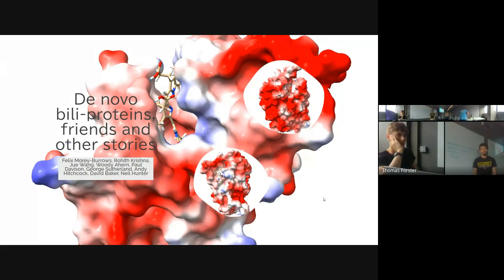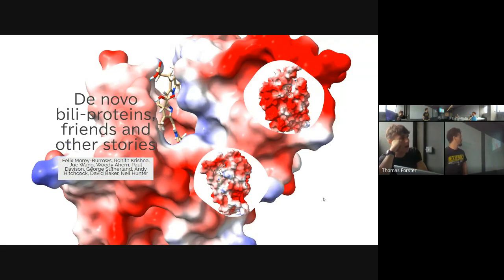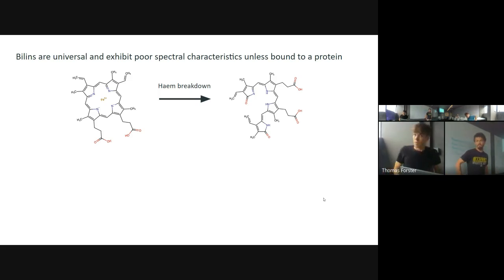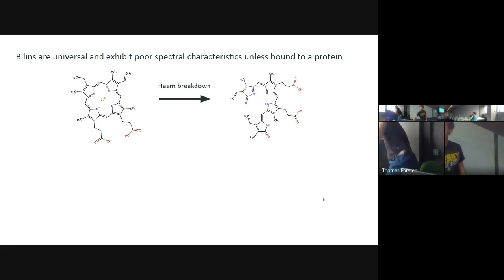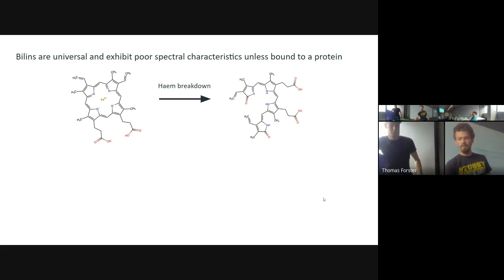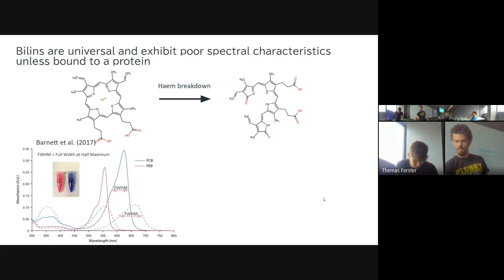Cool. So, as I mentioned, I'm talking about some de novo bilin proteins. I'll quickly go into a bit of background about what bilins are, so that the project makes sense. Bilins are universally found in all organisms as a breakdown product of heme. You can see they've got these in a macrocycle. There's quite a constrained conformation, but once you break the ring open, they lose this constraint, and that results in changes in spectral properties.